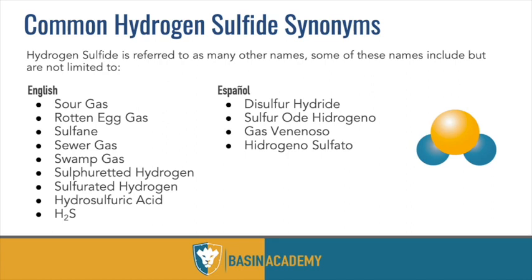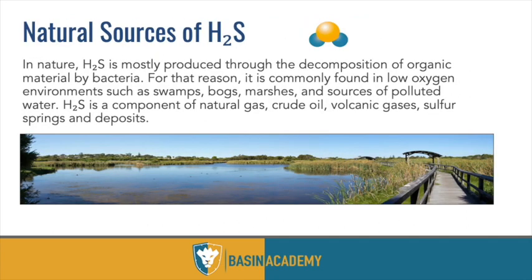Common hydrogen sulfide synonyms, and there's quite a few names out there that people reference hydrogen sulfide as. It depends on what career or industry you're in. It also goes by sour gas, very common in oil and gas. Rotten egg gas, also common. Sulfane, sewer gas, swamp gas, sulfuretted hydrogen or sulfurated hydrogen, hydrosulfuric acid, and, as we know, H2S. In Espanol, disulfur hidride, sulfuro de hidrógeno, gas venenoso en hidrógeno sulfato. So those are your Spanish synonyms, just for those of you who have Spanish as a first language.